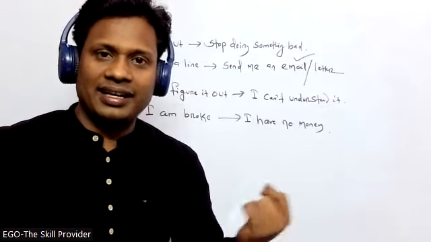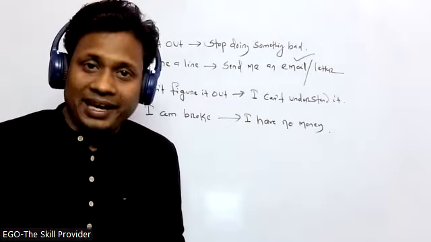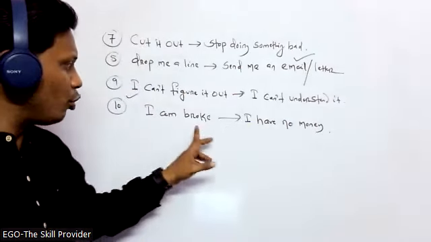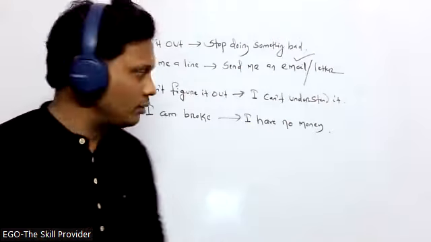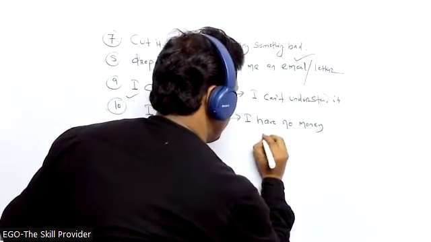I have to go to an ATM and take it out. So that time, I'm sorry, I am broke. I have no money. That's temporary. You are not a beggar. I am broke means I have no money right now. Right now.